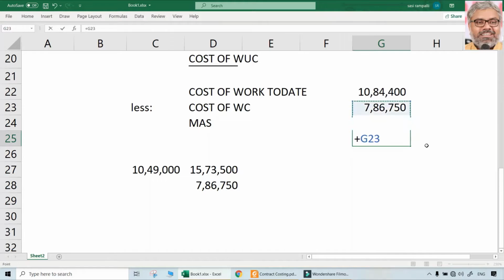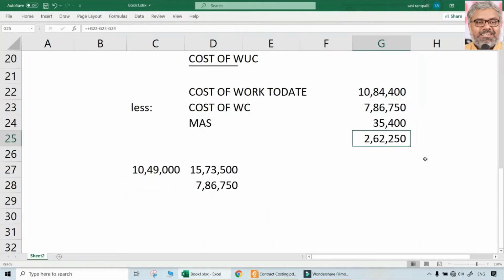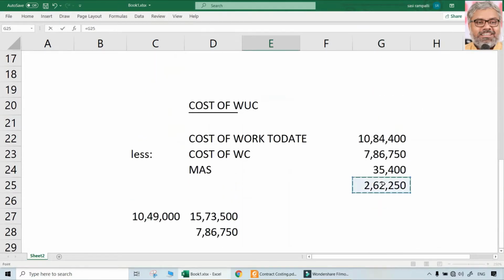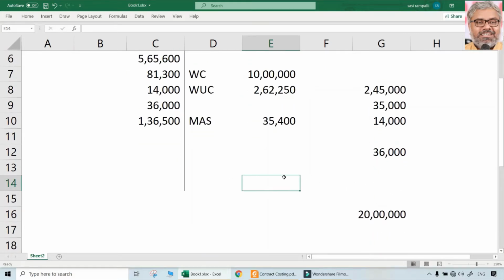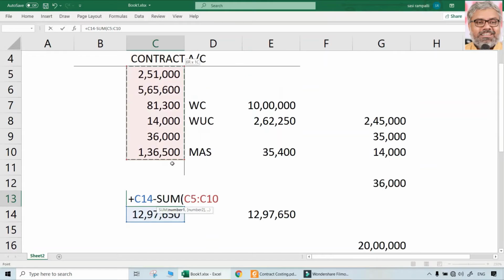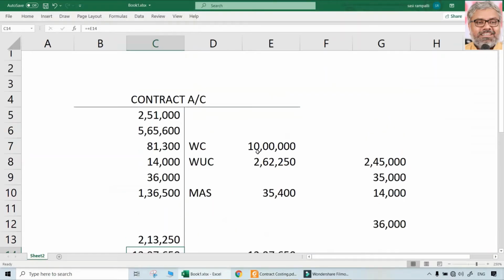That is the cost of the work certified, 7,86,750. So naturally, when you take this, minus, you get the cost of work uncertified, that is 2,62,250. That's what we wanted. Once we have that, you can just total and get the notional profit, that is 2,13,250. That's it. That is a contract account prepared.